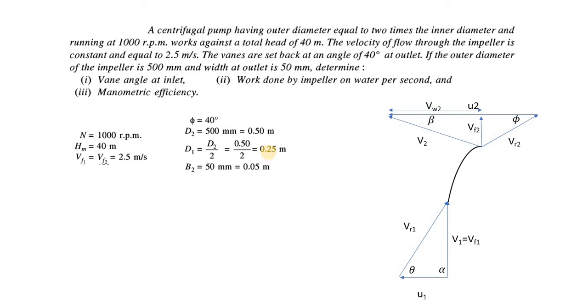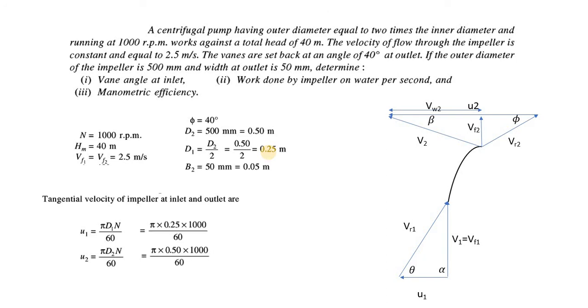Let us proceed with the calculation part. From the data we can calculate tangential velocity at inlet and outlet, because D1, D2 along with N are known. So U1 is pi D1 N by 60, U2 is pi D2 N by 60. Let us calculate U1 and U2. The values calculated are 13.09 meter per second and 26.18 meter per second respectively. Okay, so now we have the values of U1 and U2.